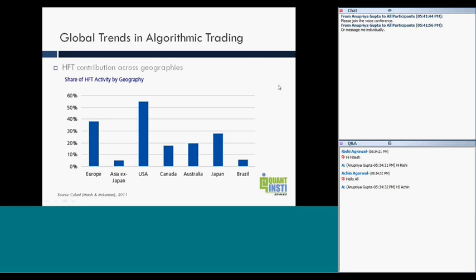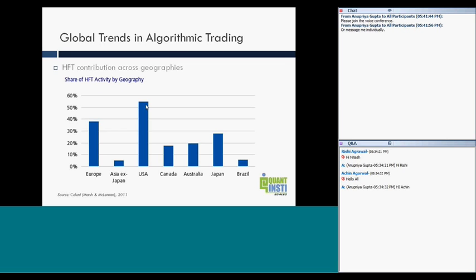Next, if you look at the different geographies, in the USA you can see that it's more than 50%. In Europe, it's close to 38-40%. So in the developed markets, that is US and Europe, the contribution of HFT to the overall volume is quite high. That is followed by Japan, one of the most developed markets in Asia, where you can also see 25-30% of the total exchange volumes being done by HFT. I would again emphasize that these are HFT contributions, not algorithmic trading contributions. Algorithmic trading would be a bit higher than this.